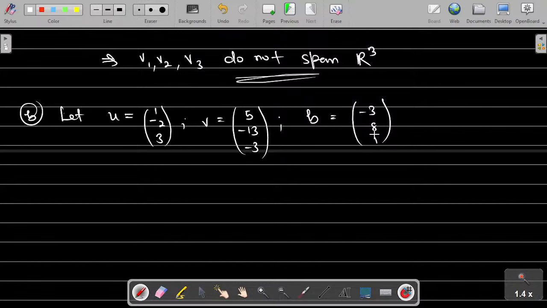So they said clearly the span of u and v is a plane through the origin in R3. So the normal to the plane is u cross v, which is equal to that. It says write the equation of this plane. So they are saying that clearly the span of u and v is a plane that went through the origin of R3, and they are asking us to write the equation of the plane.